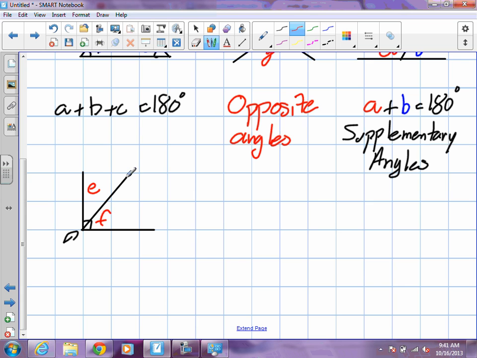What equation can I build with E and F? What do we know they'll equal if added together? That's right. E plus F equals 90 degrees. Okay? This relationship, does anyone know what this is called? That's right, complementary angles. Very good. Okay? These are called complementary angles. Let's make sure we spell it right.